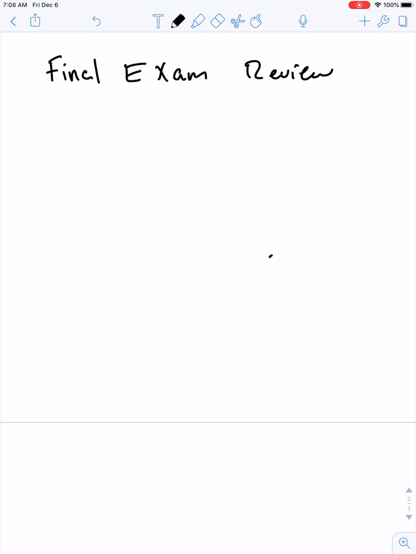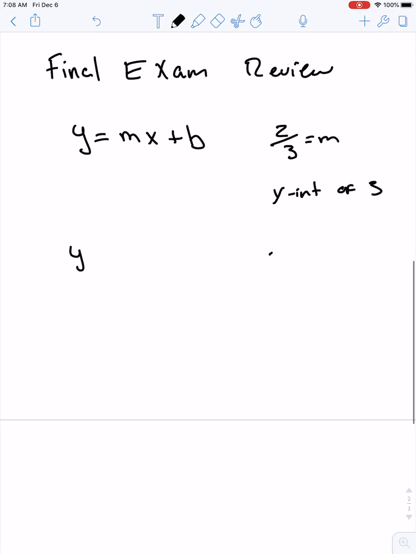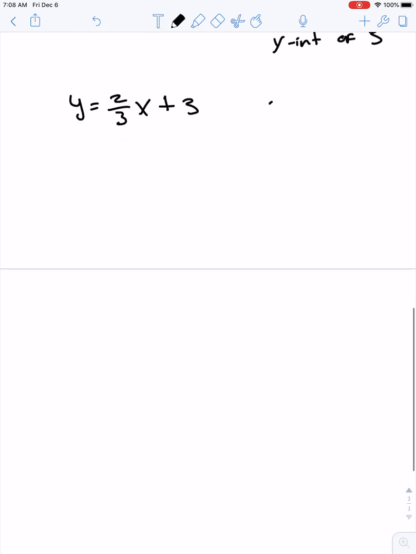So write an equation in slope-intercept form given a slope of 2/3 and a y-intercept of 3. So for these type questions, don't overthink it. You're just plugging in your slope and your y-intercept.